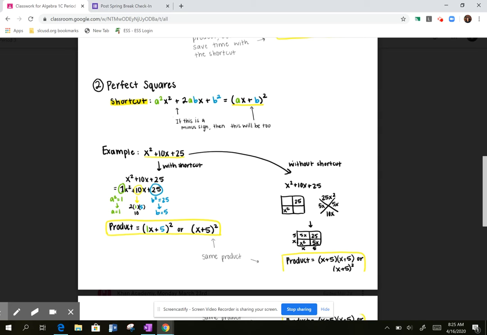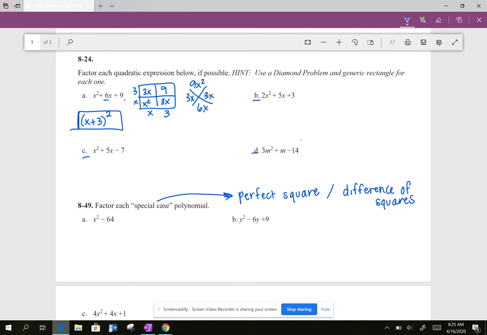You can factor any quadratic without using any shortcuts. But if you recognize the type of special case that it is, it can save you a little bit of time.